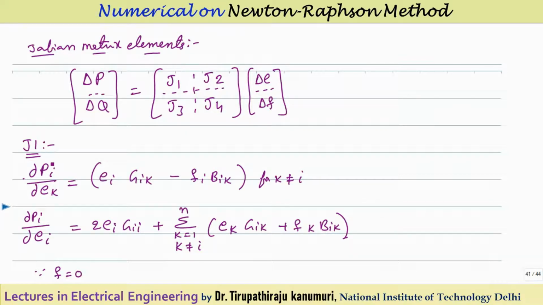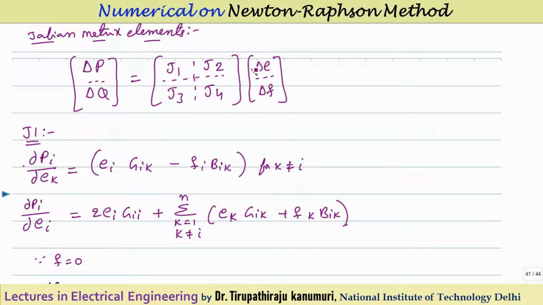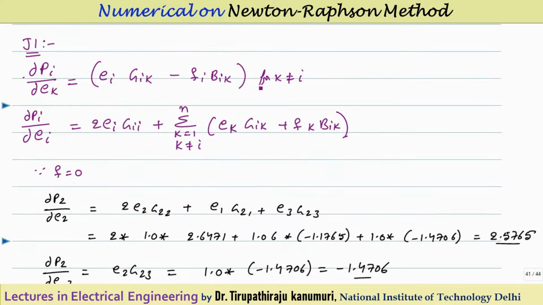So the subpart of Jacobian matrix J1 will be equal to the dou P by dou E form and dou P by dou F form, because we have seen dou P by dou E into delta E, and the second one will be dou P by dou F into delta F. So that's why I am writing the formula, which was derived in the last class. Dou Pi by dou Ek is equal to Ei into Gik minus Fi into Bik for k not equal to i. For the case when k is equal to i, that means you are taking the same bus, then it will be 2 Ei into Gii plus sigma k equal to 1 to n, k not equal to i, of Ek Gik plus Fk Bik. Again, in our example, F is equal to 0, so the calculation becomes very easy.